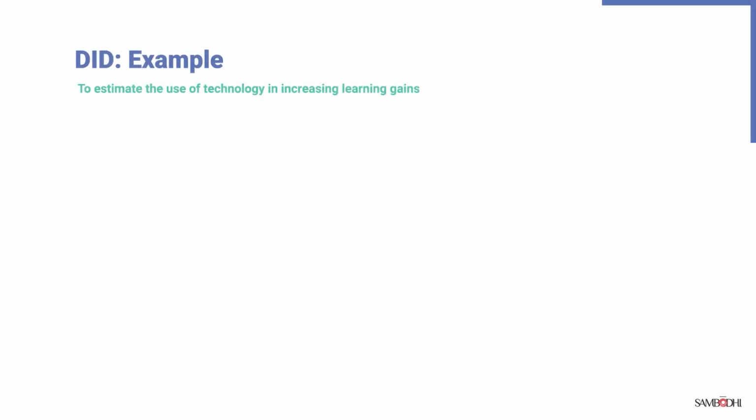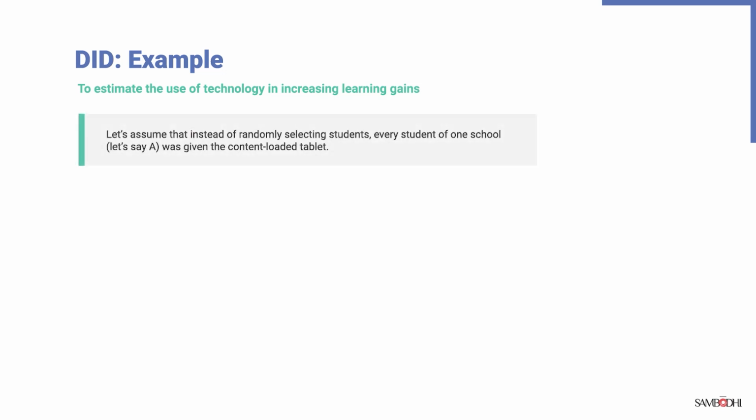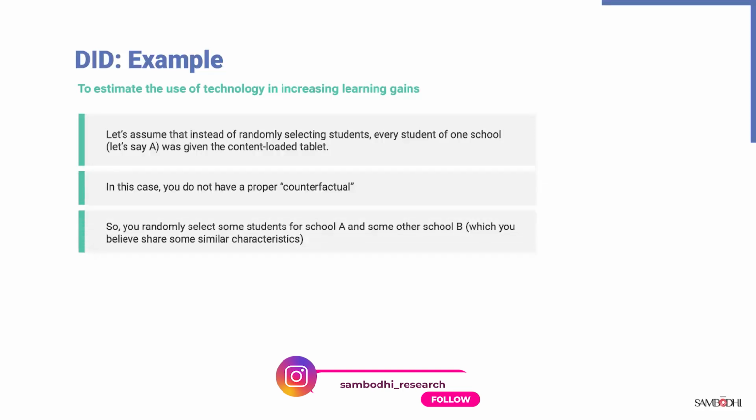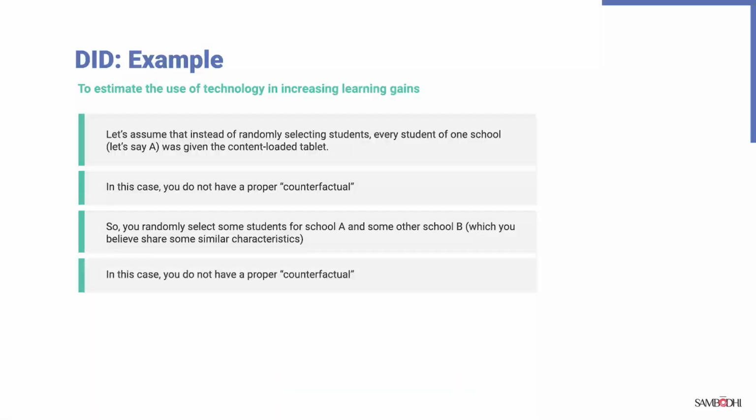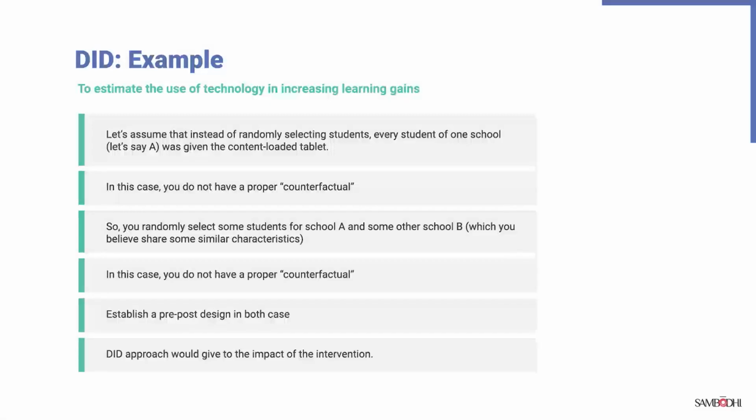To have a clearer understanding of the concept, let's take an example of estimating the use of technology in increasing learning gains. First, let's assume that instead of randomly selecting students, every student of one school, let's say A, was given the content-loaded tablet. In this case, you do not have a proper counterfactual. Therefore, you randomly select some students from school A and some others from school B, which you believe shares some similar characteristics. Now, we need to establish a pre-post design in both cases.